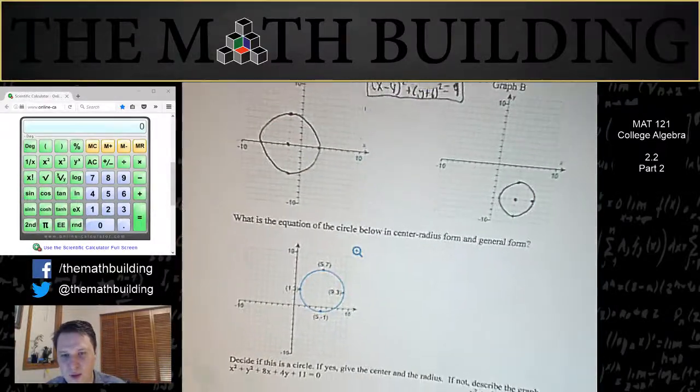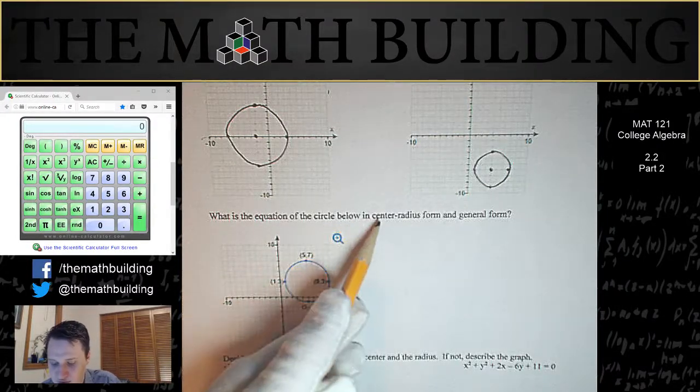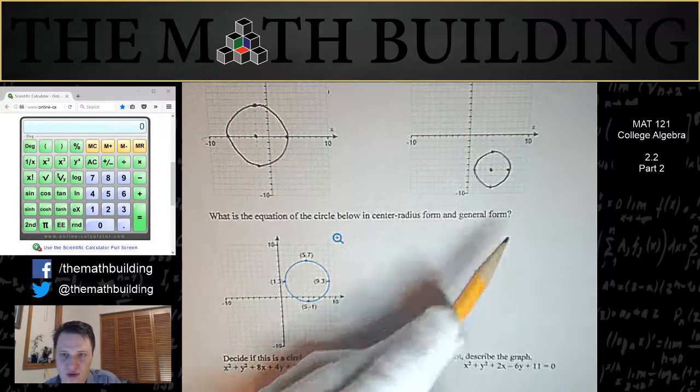Let's do this next one, and then we'll cut to part 3. What is the equation of the circle below in center radius form and general form?